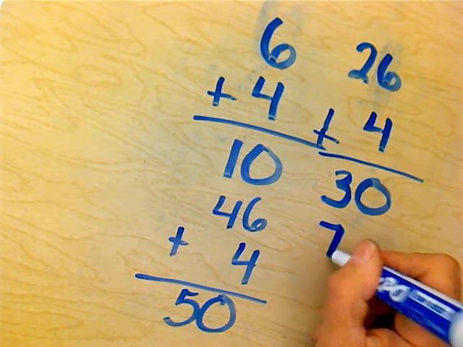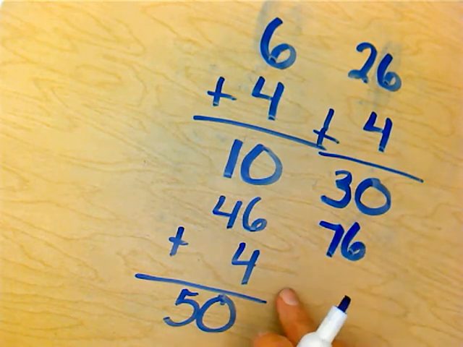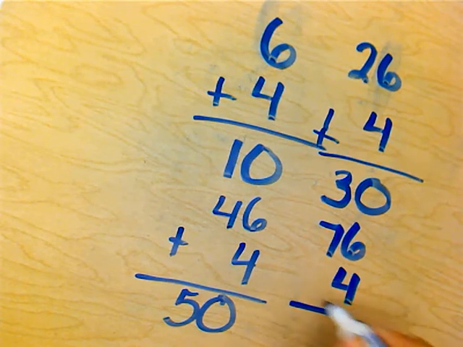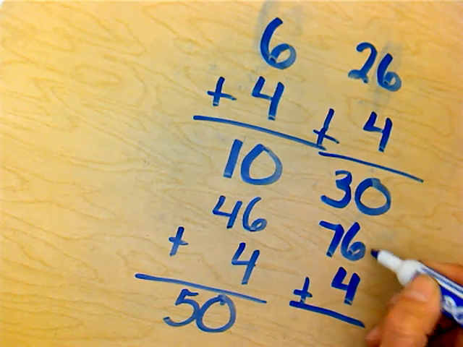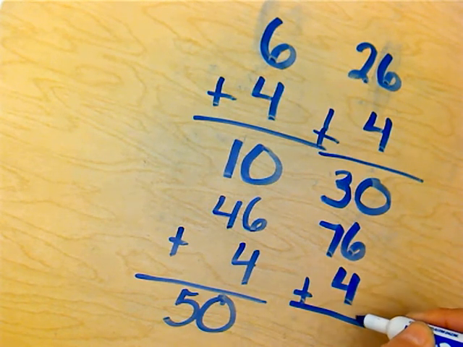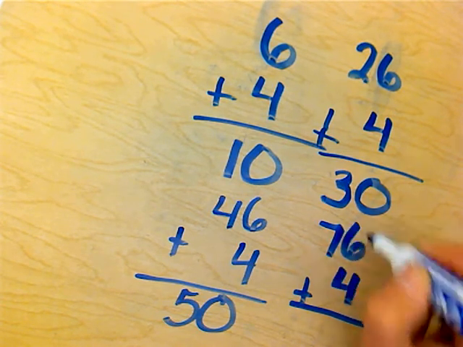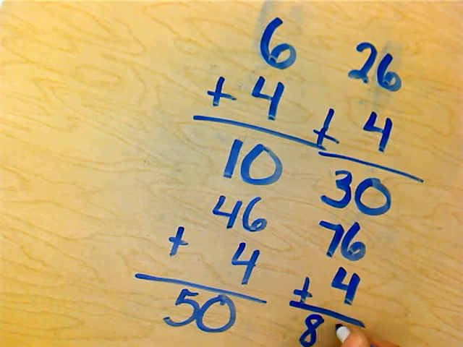Let's try 76. So if I wanted to get to the next 10, I would add 4 more, wouldn't I? I sure would, because 6 and 4 are 10. I already have 7 10s, so that would put me at the next 10, or 80.